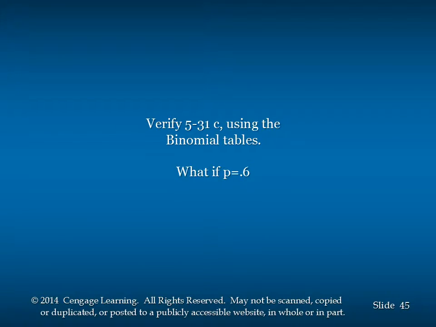Okay. So for 531C, that we decided was a 0.36. If you calculate that out, just verify that on the table, and not at p equals 0.6, but at the p-value you used for that one, which was what, 0.4.